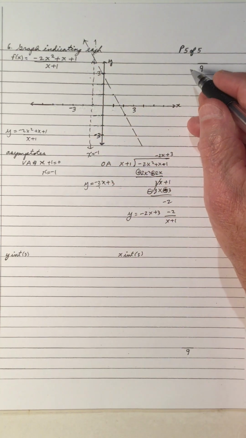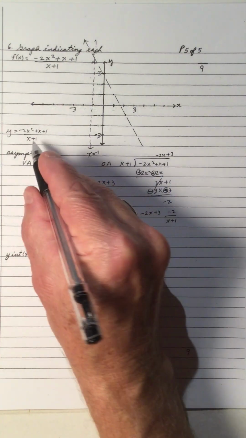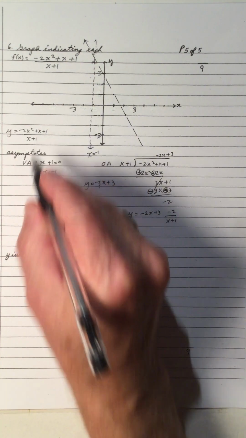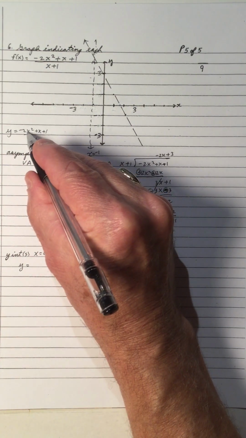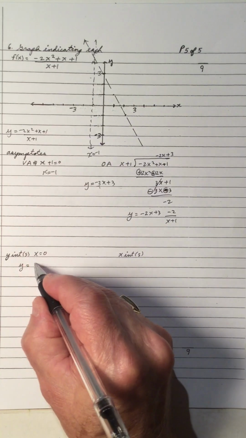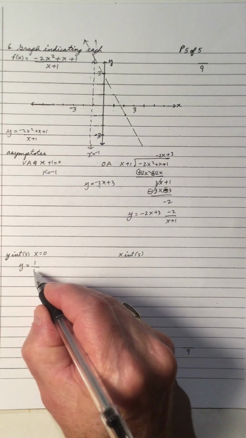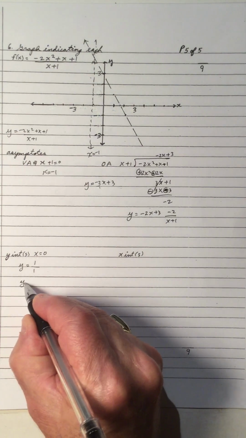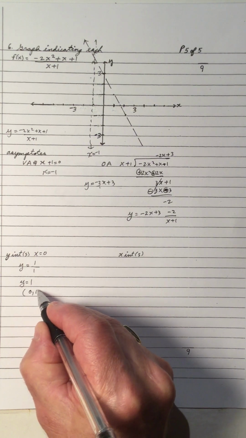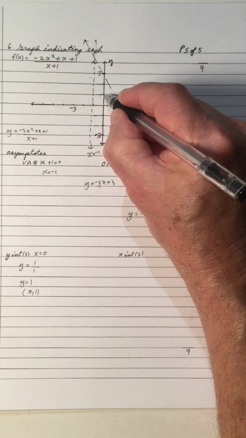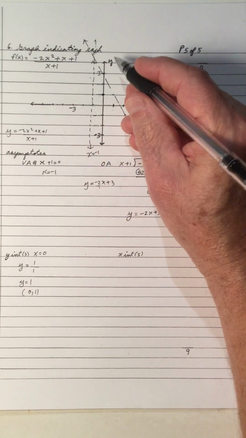Let's check the y-intercepts when x equals 0. So if x is equal to 0, put a 0 here and I get a 0, put a 0 here and I get a 0, so I get a 1 on the top. Put a 0 here and I get a 1, so it's y equals 1. So that means when x is 0, y is 1. So that's your y-intercept right here. That means the graph is in here.